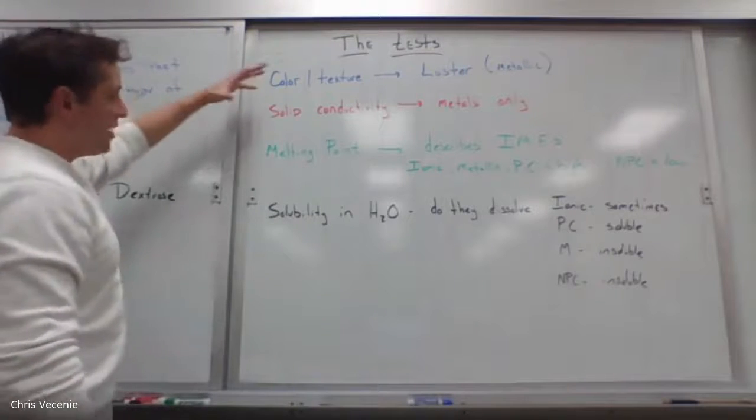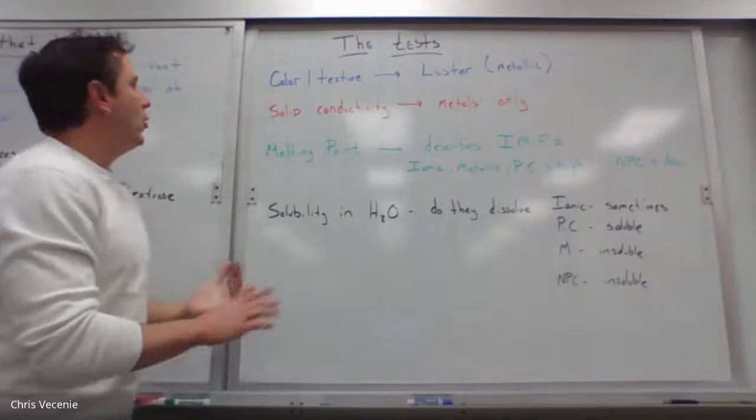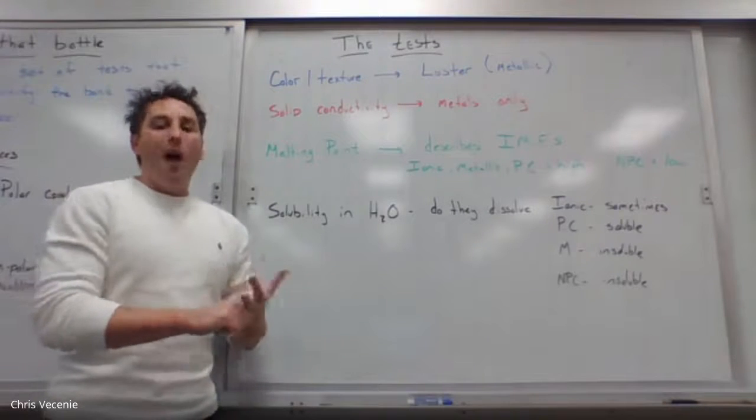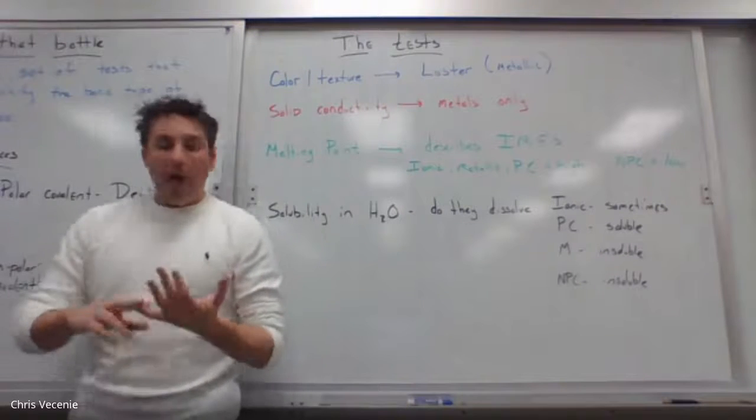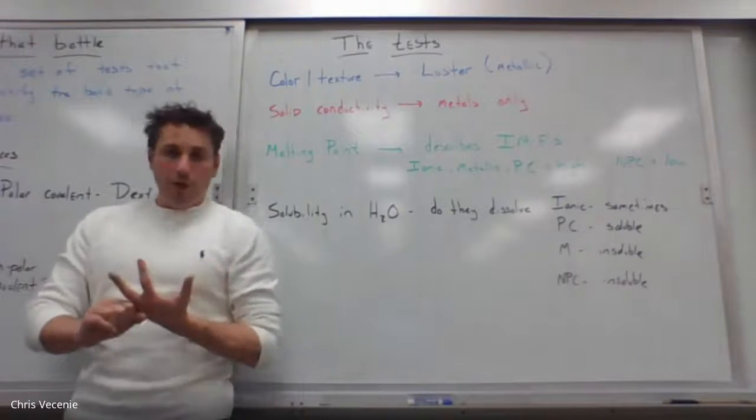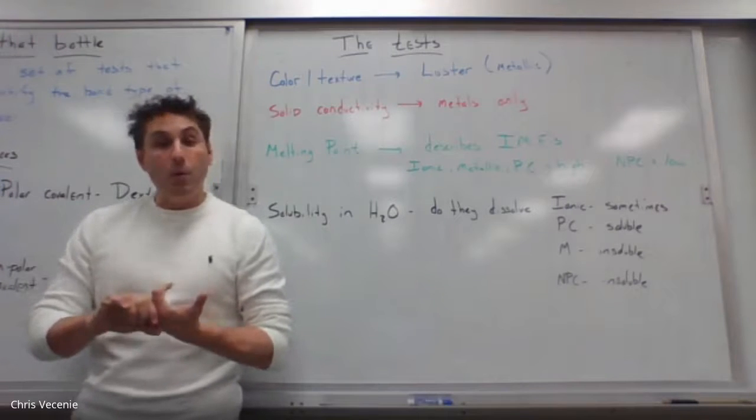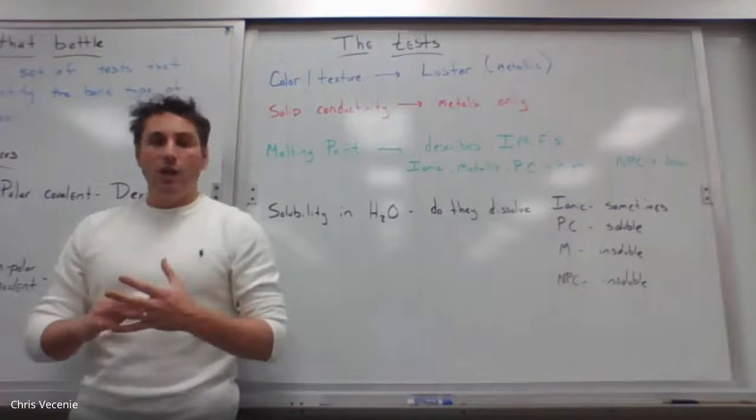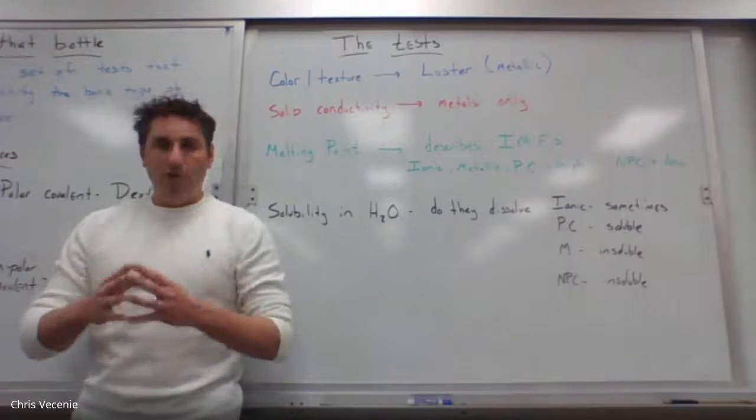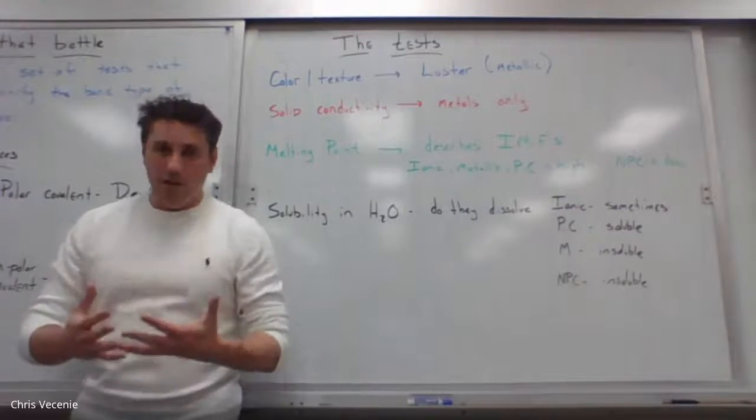So first things are physical. We're going to look at the thing. We're going to take a look at its color. We're going to take a look at its texture. Why? Well, color and texture will not help you very much with ionics, polar covalents, or nonpolar covalents, because an immense amount of those tend to be white solids. Some of your ionics will have color, but most of your ionics, polar covalents and nonpolar covalents are going to be a white crystal, a white solid.